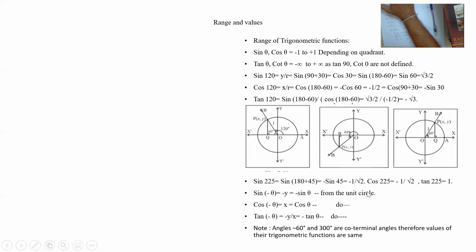So from the unit circle also we can find out the signs. Minus 60 and 300 are co-terminal angles. If you put minus 60, where does it come? Here it comes in the bottom. Plus 300 also comes here, because this is 360, this is 270. After 30 degrees we get the 300 line. So minus 60 and 300 are co-terminal. Values of the trigonometric functions will be the same.